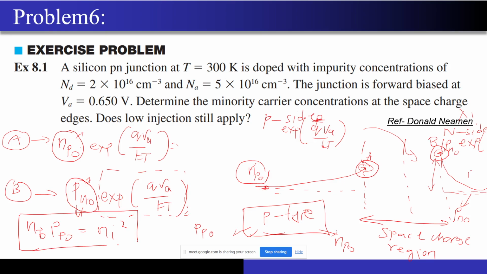And what about this pp naught value? This is the majority carrier concentration on the p side. I have used p type doping, and the concentration has been given to me. This value that you are seeing over here is nothing but your pp naught, and this Nd that you are seeing is nothing but your nn naught. If I know these terms and the ni square, I can easily find out the np naught and pn naught terms. This is the exact thing that I will be doing now.